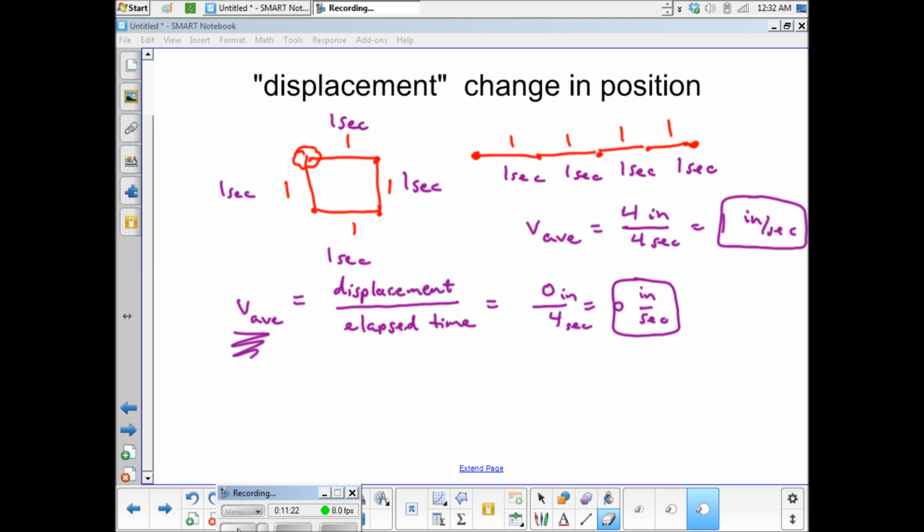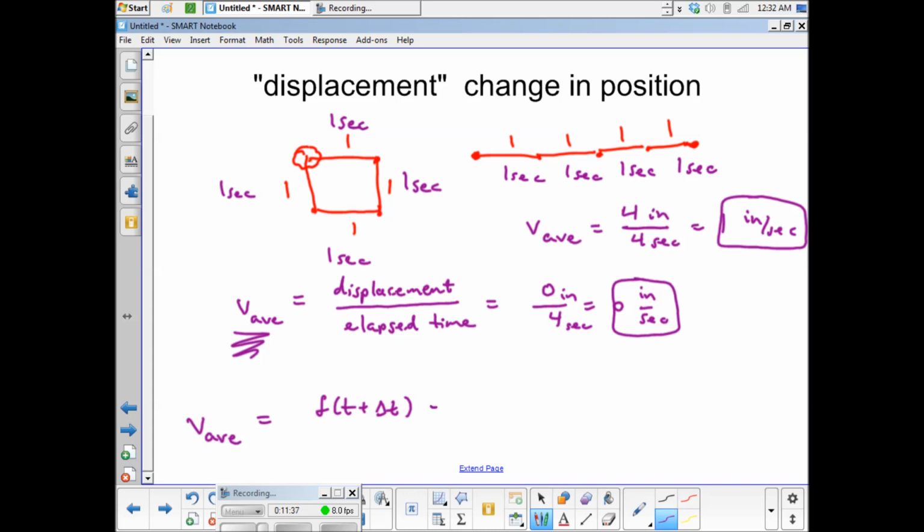So the official formula is displacement over elapsed time for velocity average. So that would be f of t plus whatever time has elapsed, minus f of t, all over the elapsed time. So this is your displacement here. This is your position difference. This is the position when you started the motion, and this is the position when you ended the motion. The change in position.